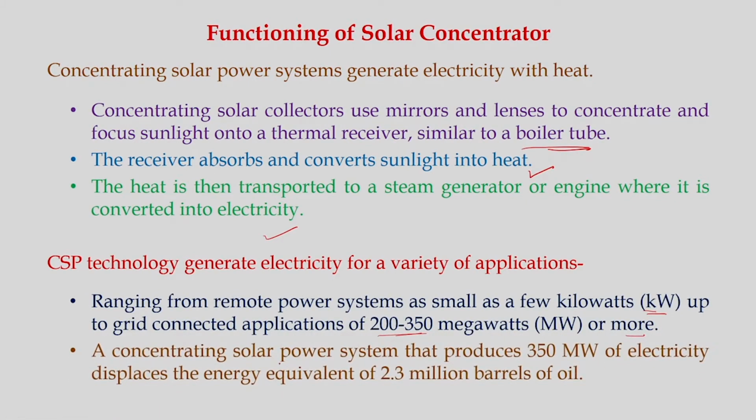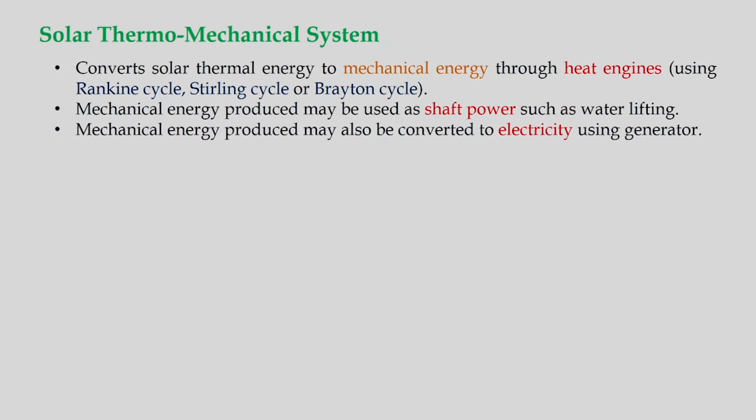A concentrating solar power system that produces 350 megawatt of electricity displaces the energy equivalent of 2.3 million barrels of oil. Okay? So, which is very advantageous. And now, let us pay more attention on this thermomechanical system, how this heat energy is converted to electricity.